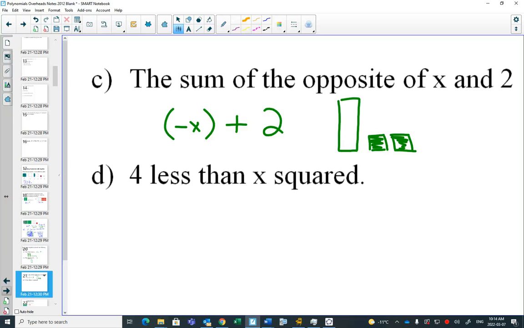Well, I should have changed this one because I already did "less than" in A. I should have said something like the difference between x squared and 4 to practice more language. But I just said it, so I guess it's the same difference.